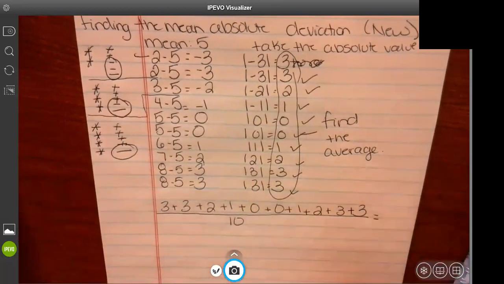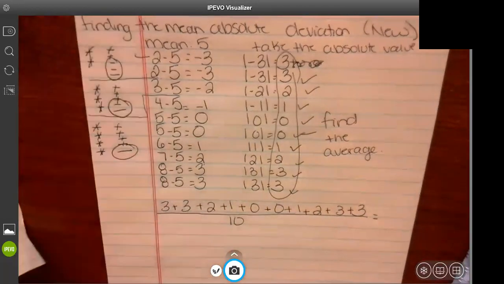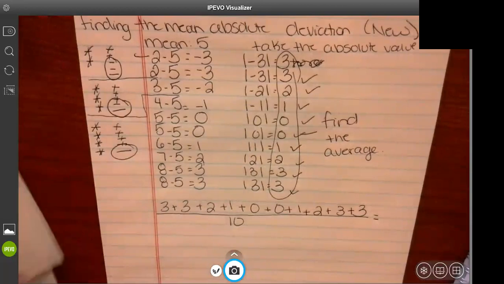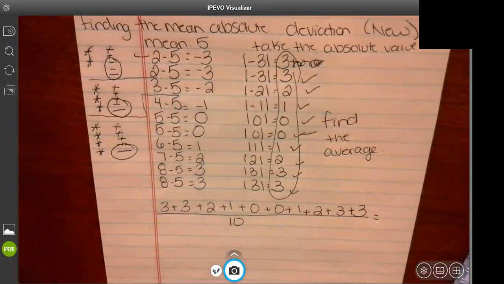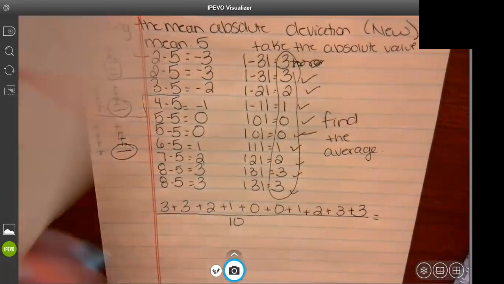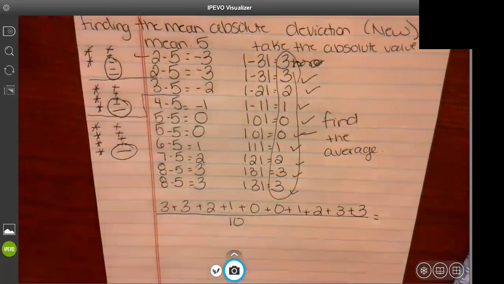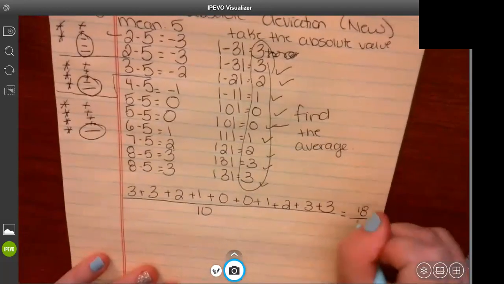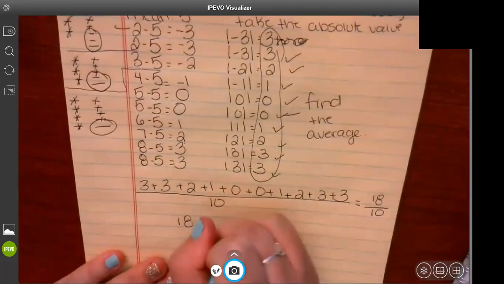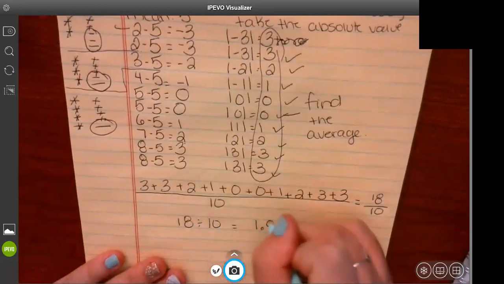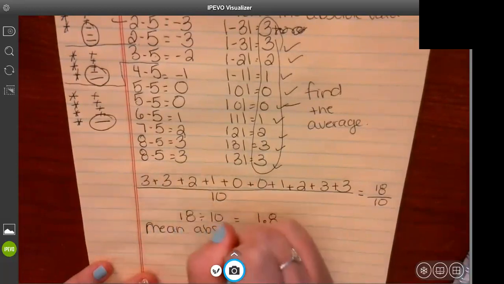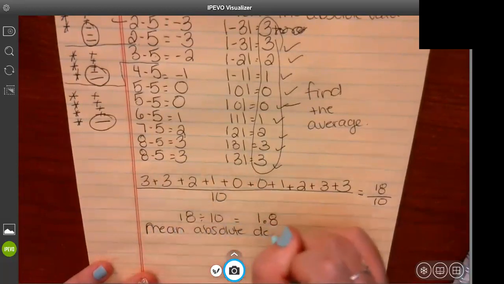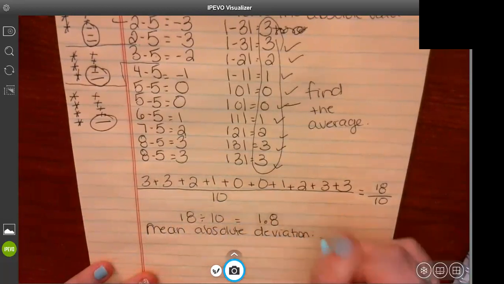When you add up the numerator of this, you get 18 over 10, and 18 divided by 10 will leave you with 1.8. So the mean absolute deviation is 1.8.